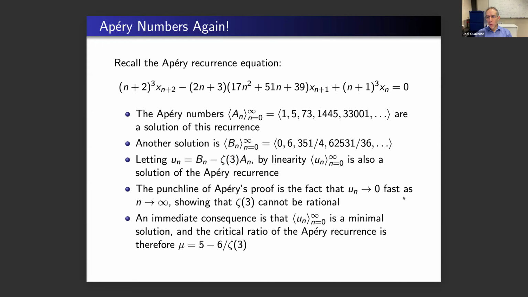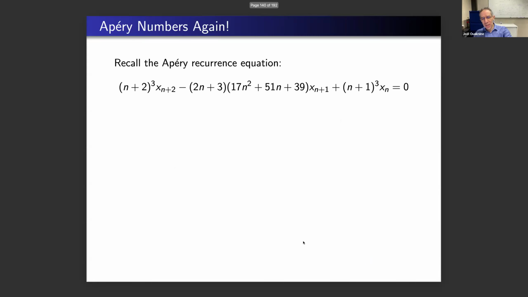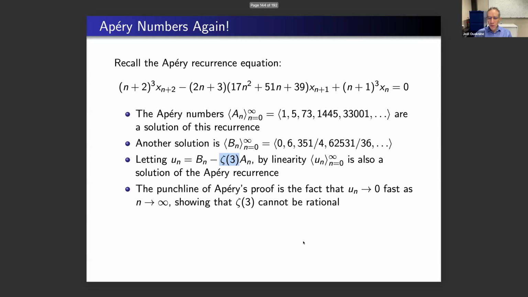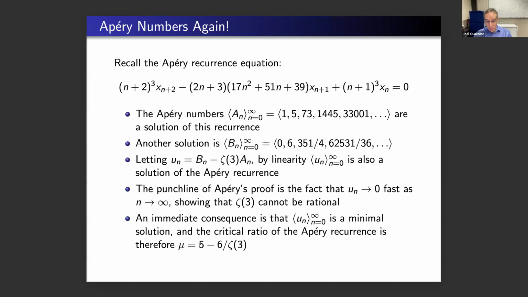From our point of view, an immediate consequence of the fact that un tends to 0 is that you can see easily that un is a minimal solution. And so what's the critical ratio? Remember, the critical ratio was the slope of this blue line. So what is the critical ratio of the Apéry numbers? Well, you can compute it from this equation here. It's going to be 5 minus 6 over zeta of 3.